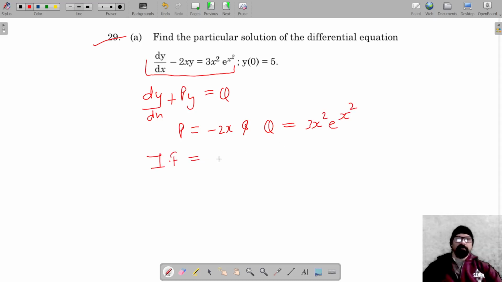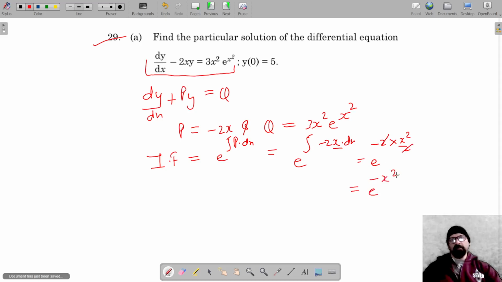Now let's get our integrating factor. So integrating factor is equal to e raised power integration of p into dx. So this is e raised power integration of negative 2x into dx. Negative 2 is out. Integration of x is x squared by 2. This gets cancelled. So e raised power negative x squared is the integrating factor.